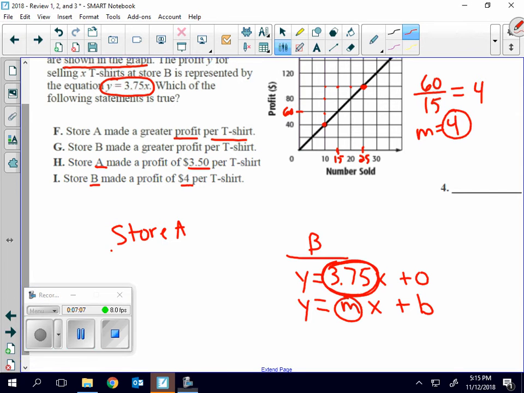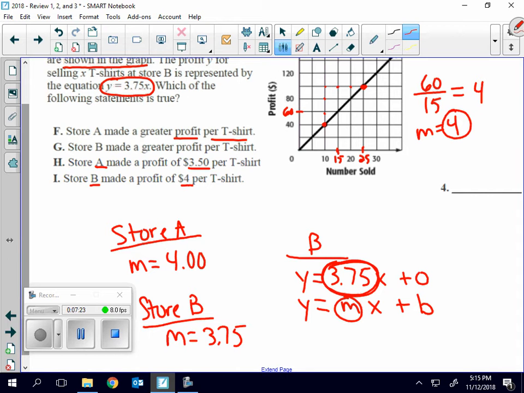Store A has a slope of 4. I'm going to write it as 4.00. Store B has a slope of 3.75. Okay? So you're looking for which one had a greater profit. Well, obviously store A has a greater profit because $4 is more than $3.75. So store A has a greater profit.